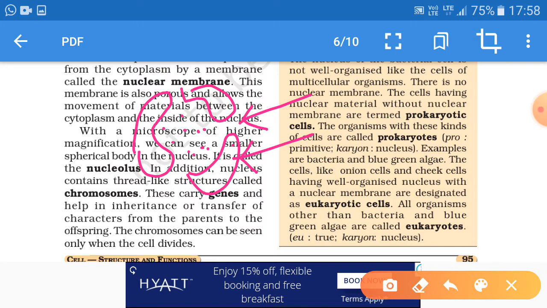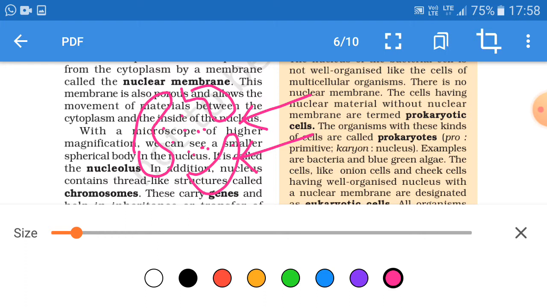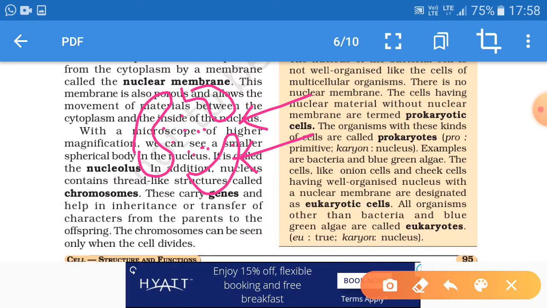Now another very important thing is also present in the nucleus, that is the nucleolus, which is present here in the nucleoplasm. So this is the nucleolus. It is also called the little nucleus, the nucleus inside the nucleus, and this nucleoplasm is also very important.